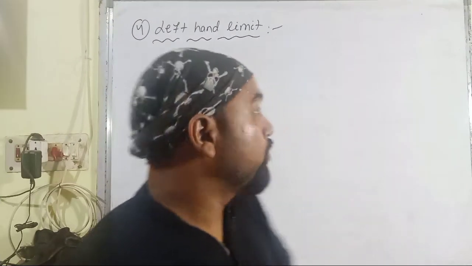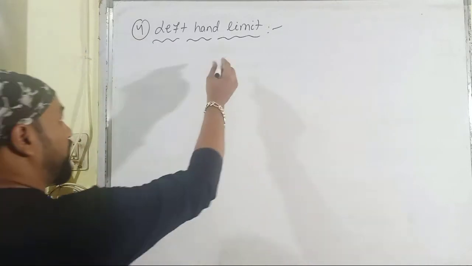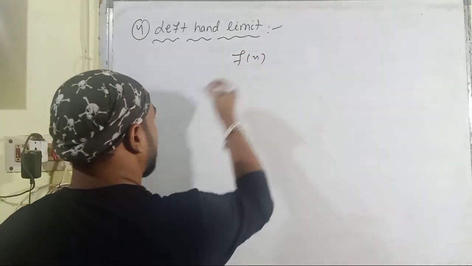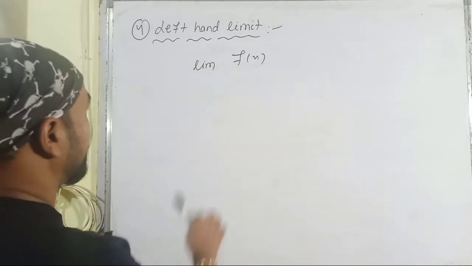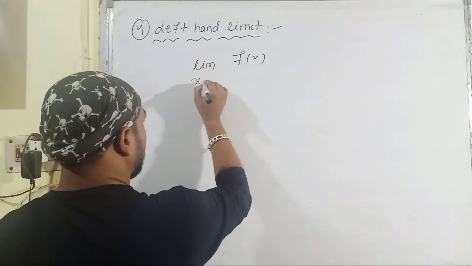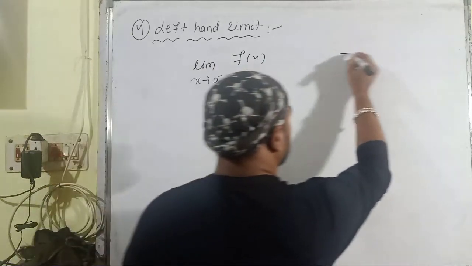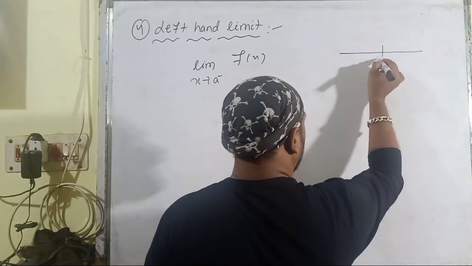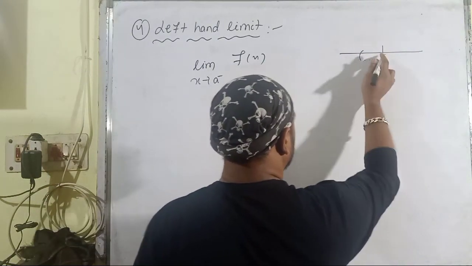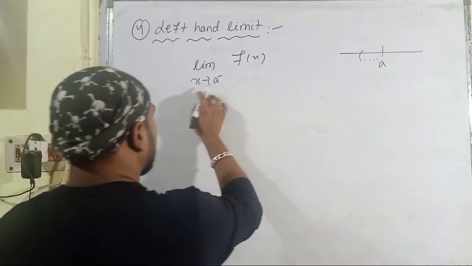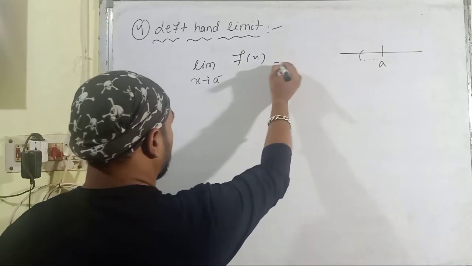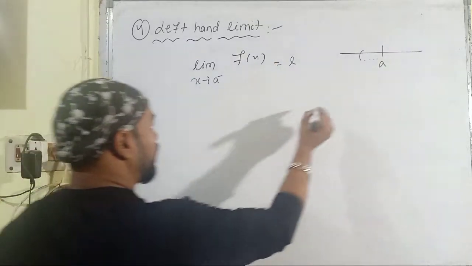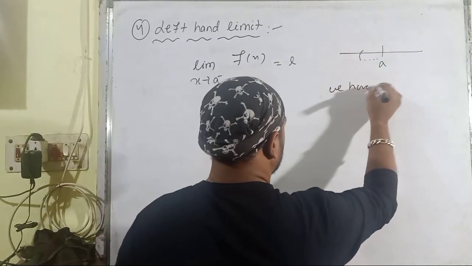Then let us discuss the left hand limit of the given function f of x. Suppose the function is f of x and we have to determine the left hand limit of the given function f of x, that means x tends to a minus. This is the point a, and in this region we are going to determine the left hand limit of the given function f of x. Suppose this value is L. Then we have to replace.